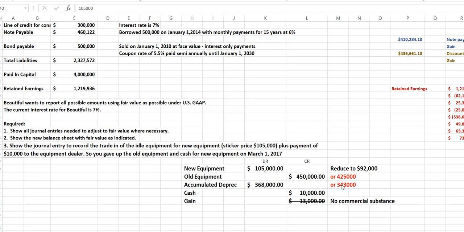If you had recorded the original loss on this equipment to accumulated depreciation, you would have a little different scenario. But this is the way that you would reduce the new equipment, instead of 105, the sticker price, down to 92 to get rid of this gain, because you can't record that. That's how you adjust your journal entry to deal with a scenario where there's no commercial substance.